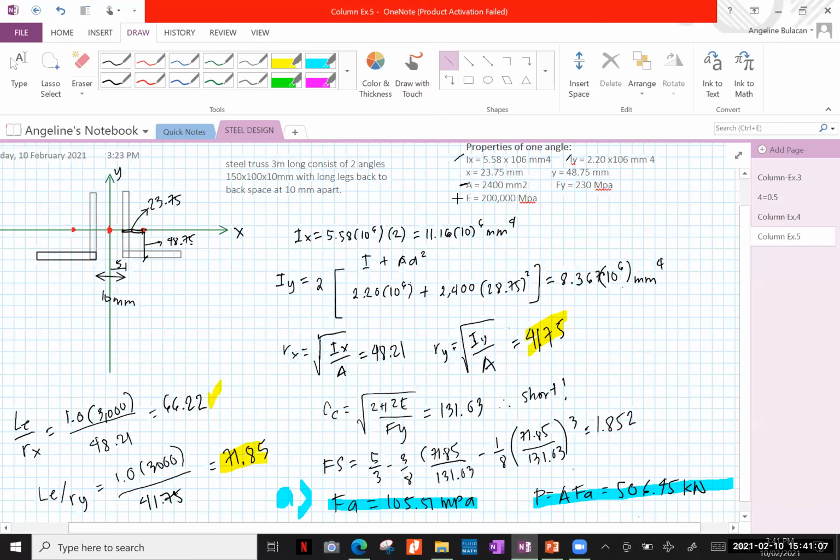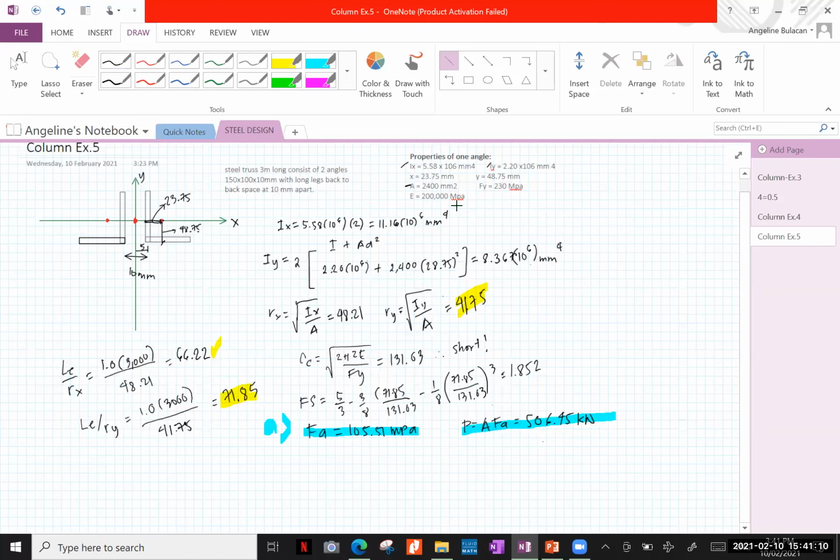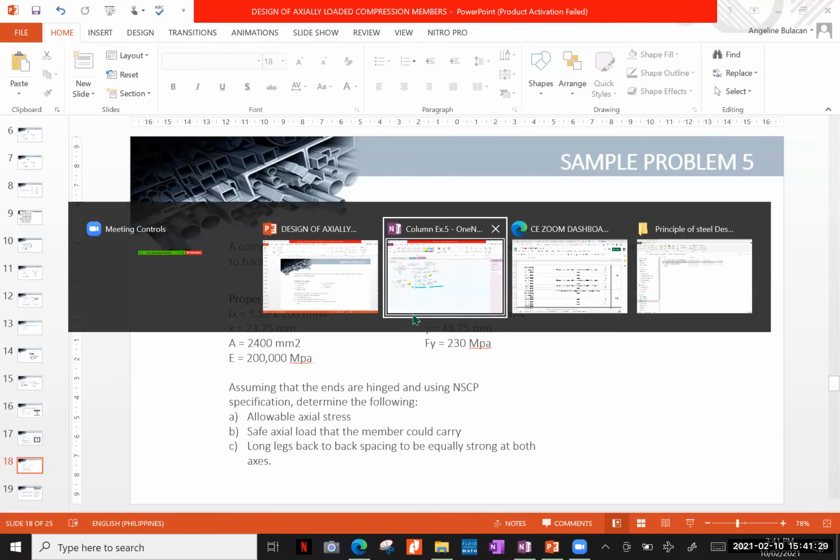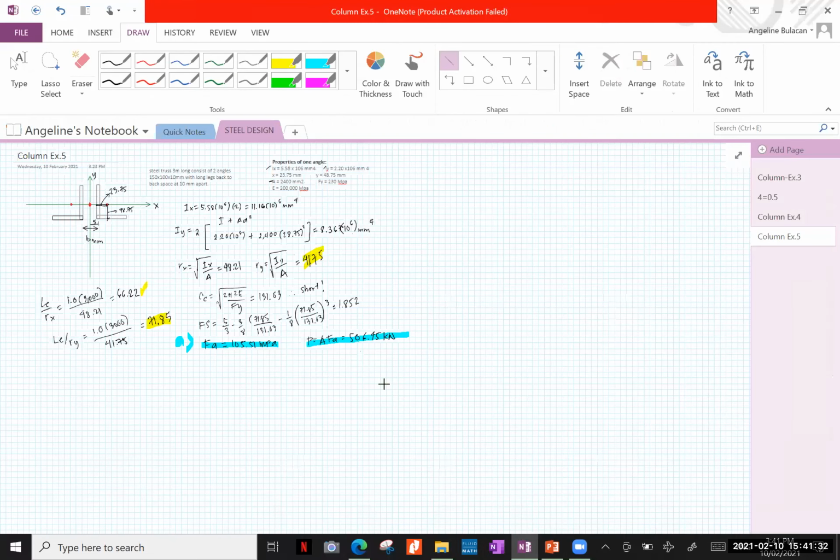Ano yung C? Long legs, back-to-back spacing to be equally strong axis. Anong ibig sabihin? Kasi di ba yung x-axis is also known as your strong axis. Tapos yung y-axis naman is also known as your weak axis. Now, ang kailangan natin is the distance para daw maging equally strong sila. So, dapat equal yung x tsaka y.